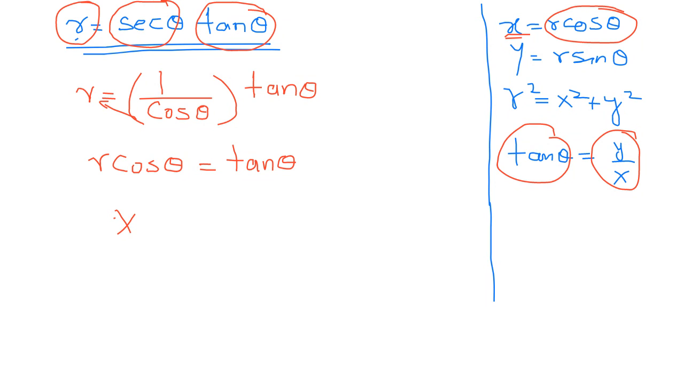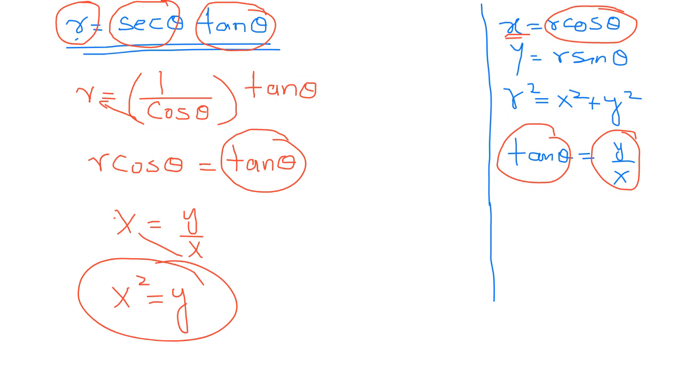And what about tangent of theta? Tangent of theta is y over x. So x multiplied by this one is x square is equal to y. x square is equal to y is a parabolic equation. That's it. Parabolic, or you can say parabola.